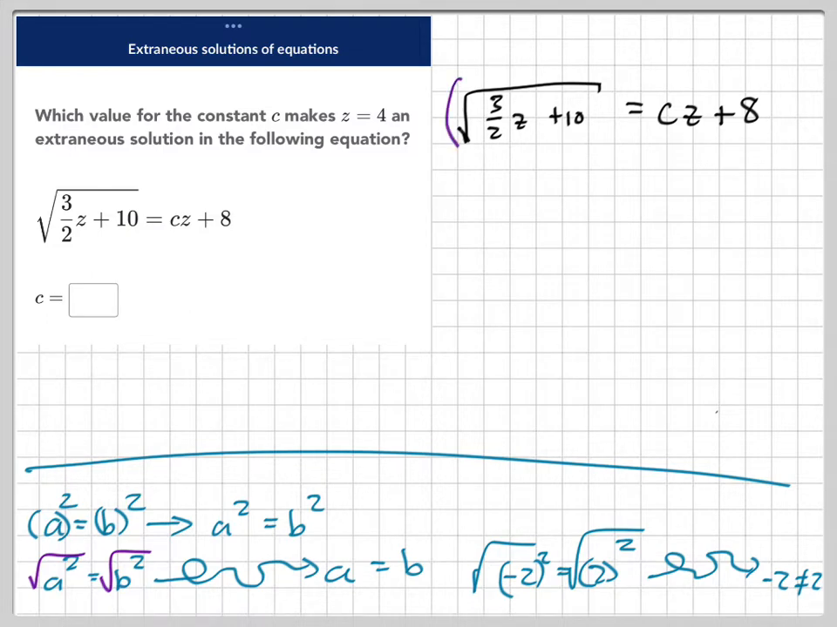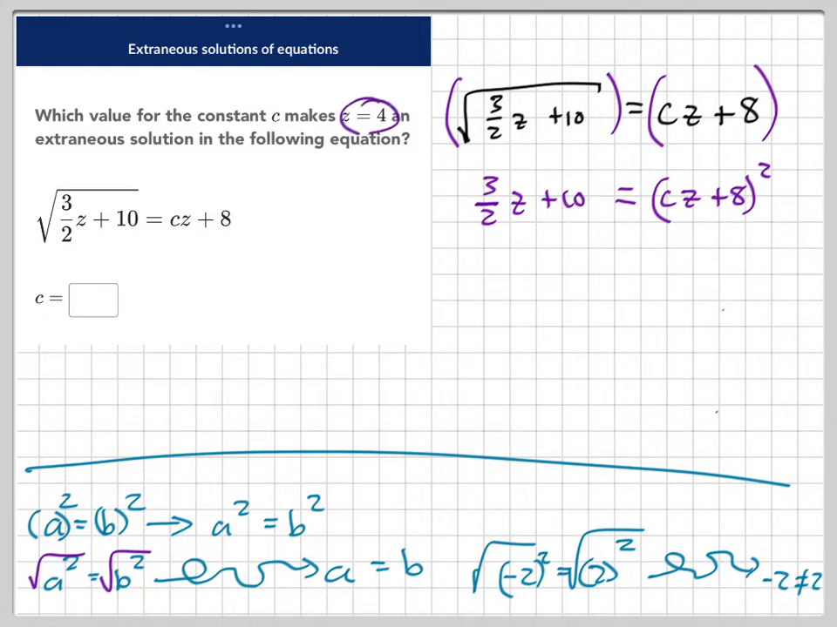Now, if you were trying to solve this, you would first square both sides. And so we would get 3 over 2 times z plus 10. On this side, you would have, and I'm not going to multiply it out, that whole side squared. Then what you're supposed to do is plug in this 4 to see what c has to be in order for it to be extraneous. So let's plug in the 4 to this z right here. This is what we get.